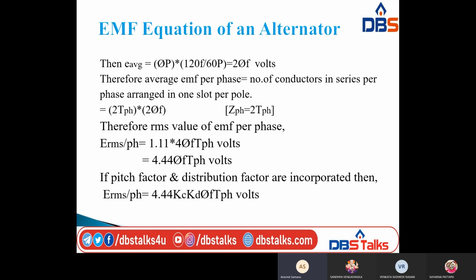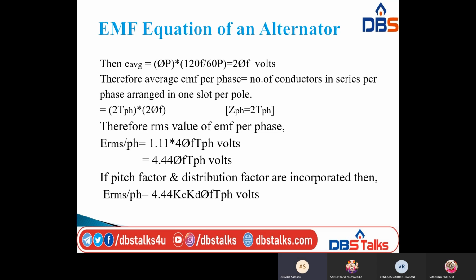So that is equal to the number of conductors in series per phase arranged in one slot per pole. So I am writing the number of conductors in series per phase, that is Z phase. I already said that Z phase is equal to 2 into T phase. I am substituting that value into this one, that is 2 into T phase into, in one slot per pole, we have 2 phi f. Already we know the average EMF for one conductor per one slot, that is 2 pi f.